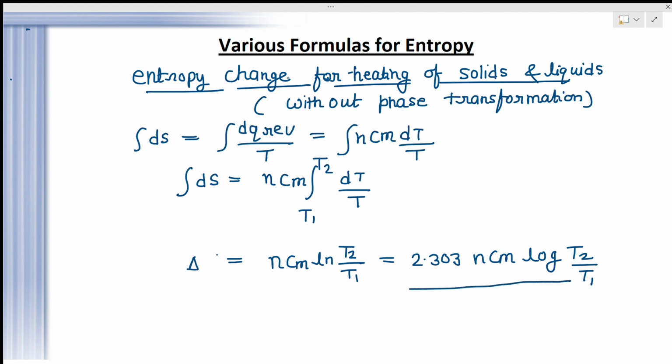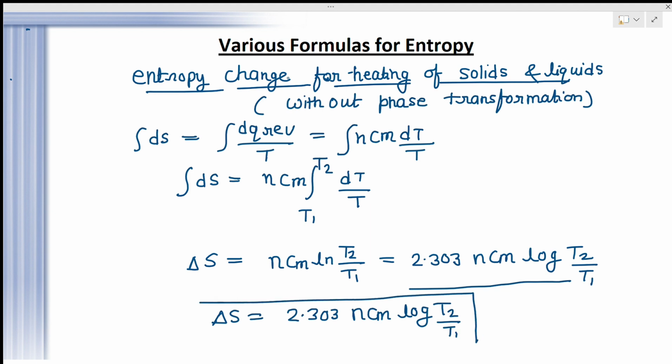So write down this formula. Delta S is equal to 2.303 n Cm log T2 upon T1. And where will you use this formula? You use this formula whenever you are given the heating of solids and liquids and there is no phase transformation.